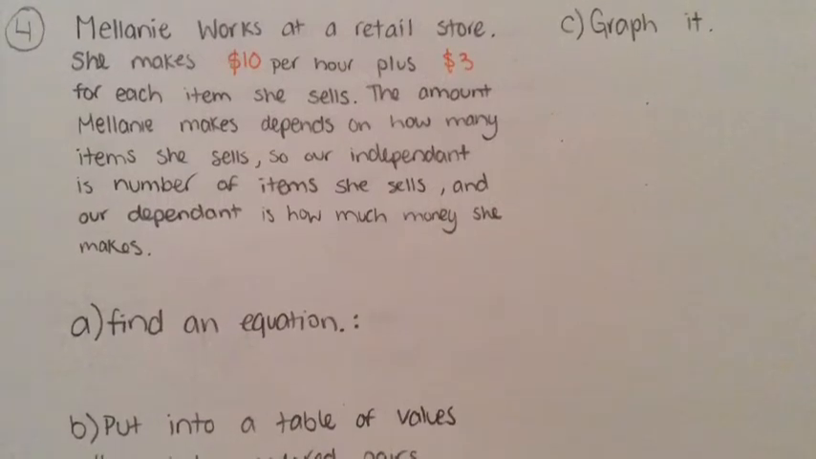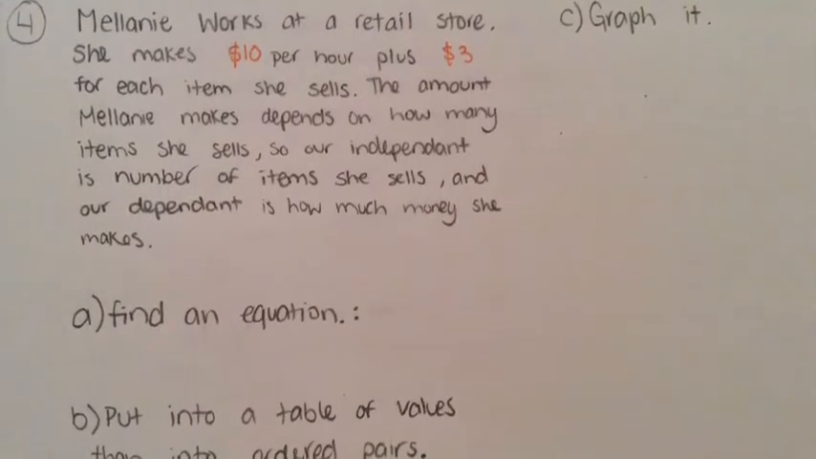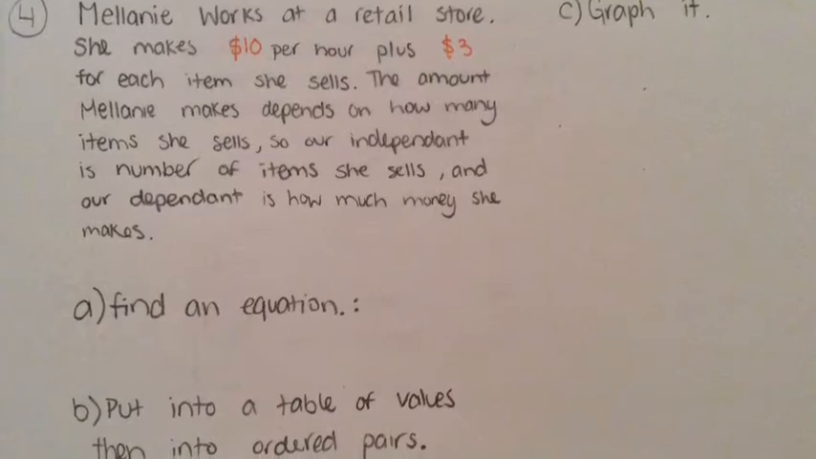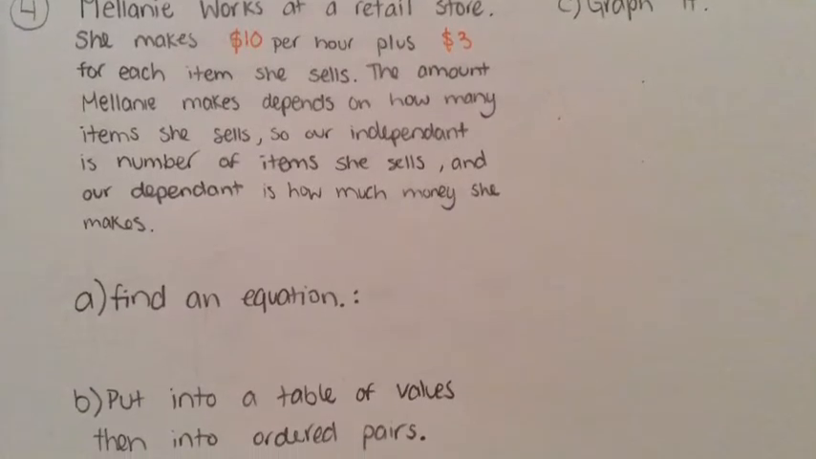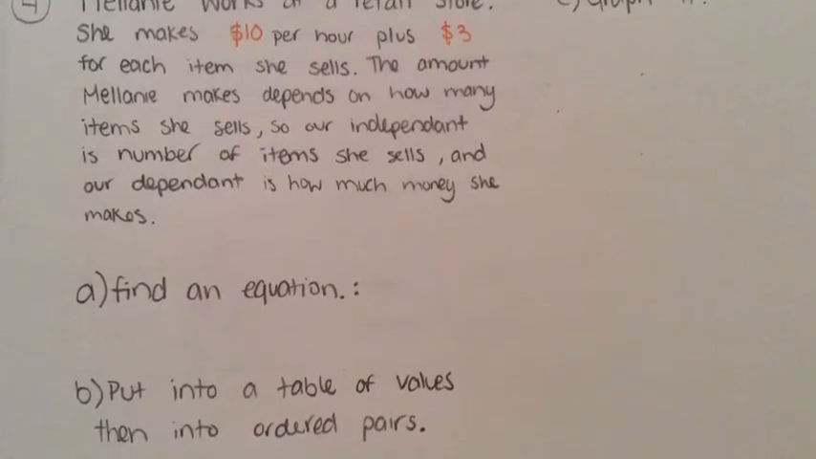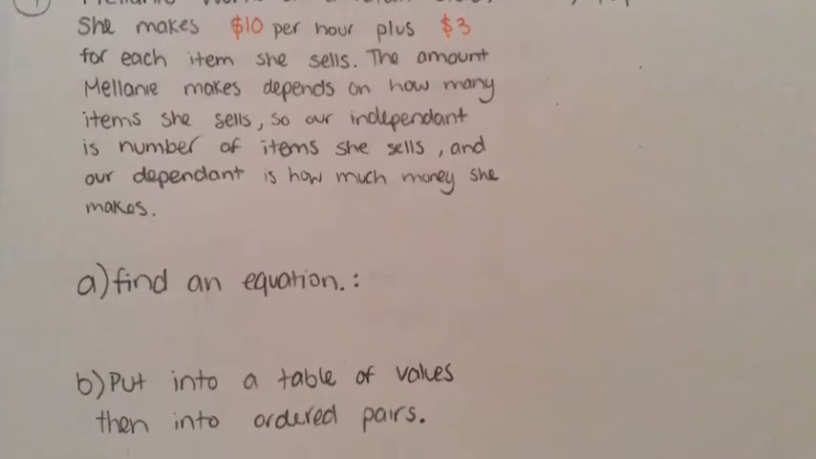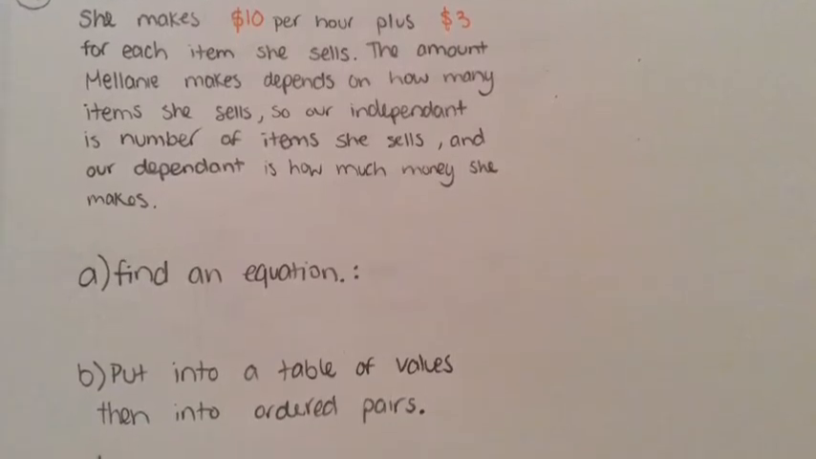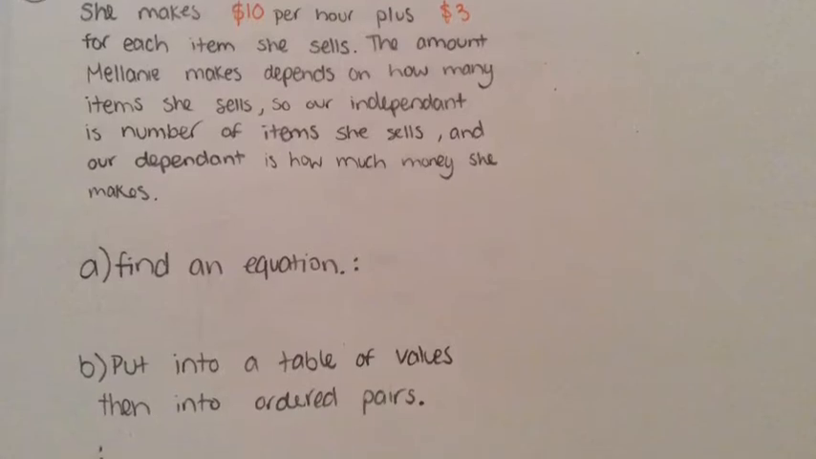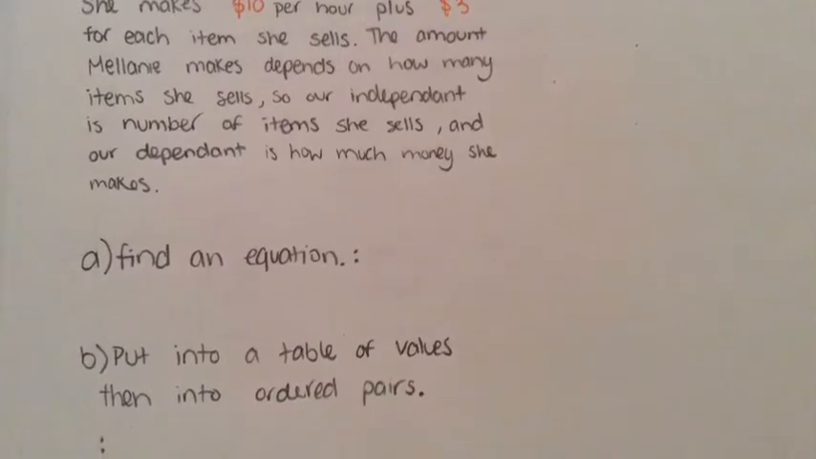This is our final problem. Melanie works at a retail store. She makes $10 per hour plus $3 for each item she sells. The amount Melanie makes depends on how many items she sells. So our independent variable is the number of items she sells and our dependent variable is how much money she makes.